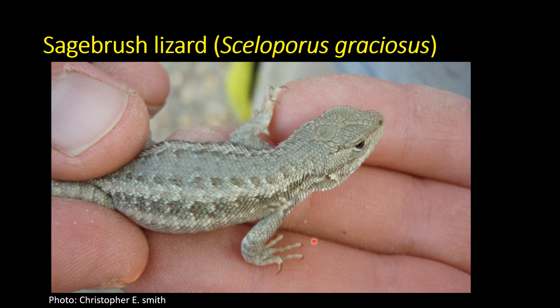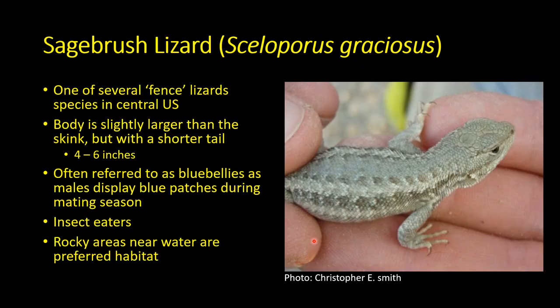The next species is the sagebrush lizard, Sceloporus graciosus. So this is a Sceloporus, or fence lizard. So there's eastern fence lizards, western fence lizards. There's a whole group of species in the genus Sceloporus. These are really quite interesting animals, but we have the sagebrush lizard in the same genus. So again, one of several fence lizards in the central U.S. The ones here are lighter, so the body is sort of this light tan, cream, or light brown.